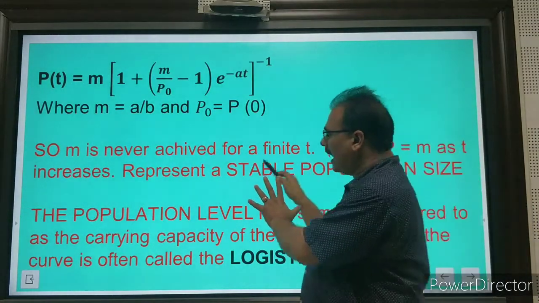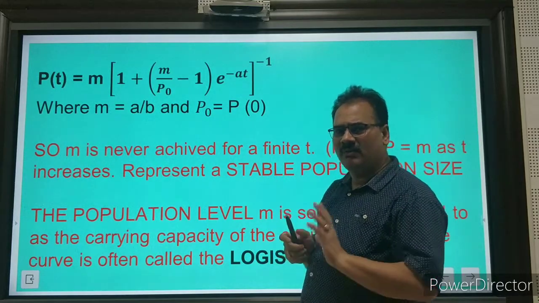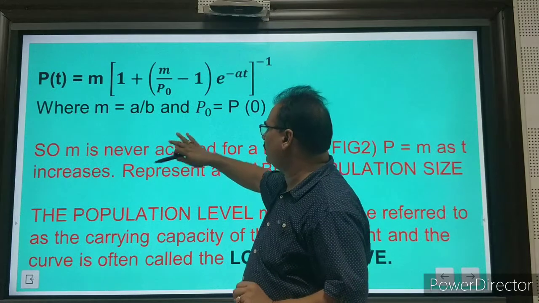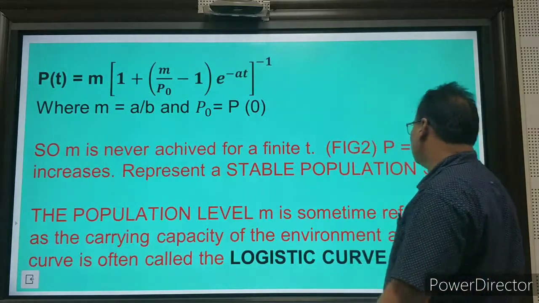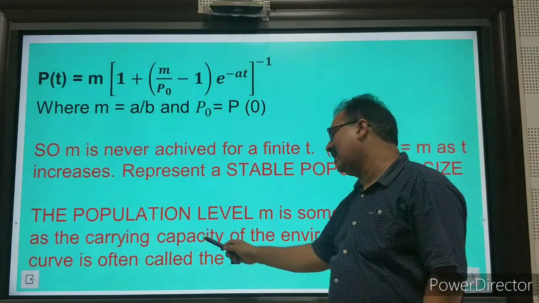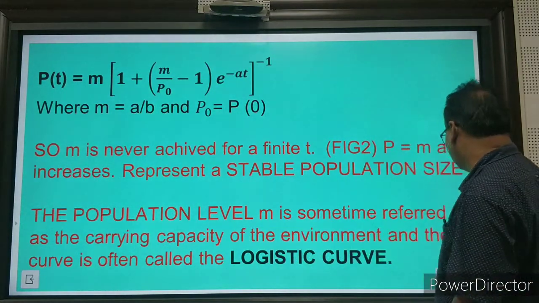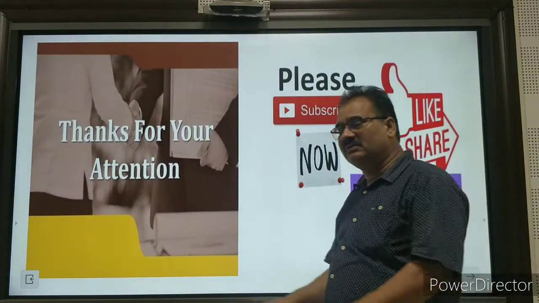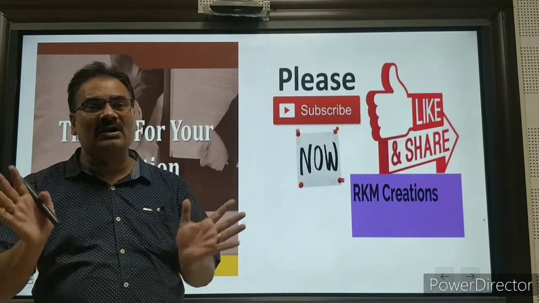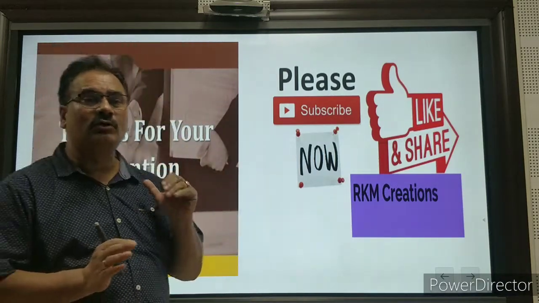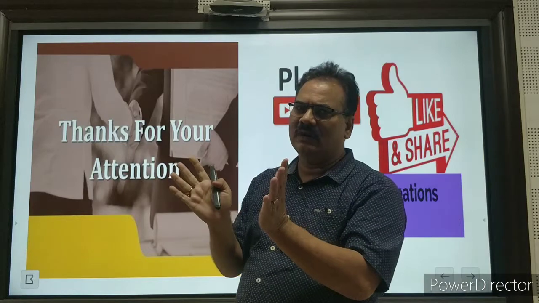So for this I will prepare one figure by pen, and I will post it at the end of this video. Please look at that figure 1 for this equation, and the population level m is sometimes referred to as the carrying capacity of the environment, and the curve is often called the logistic curve. And the second figure, just to show what the graph reflects, what is the pictorial representation, I will show in the form of figure 2 at the end of this video. Then you can correlate what the pictorial representation is for both the curves.